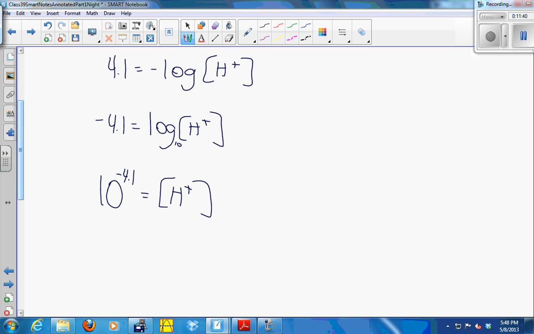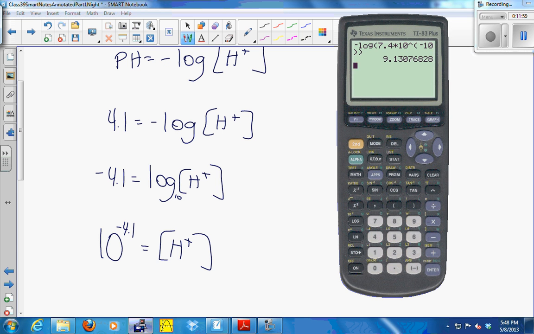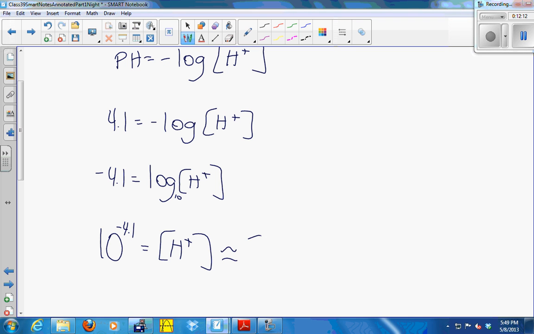Yeah, once you do a couple of these examples, yeah. Oh, yes. Yep, you could put the -1 on the hydrogen ion concentration, yeah. Yep. So let's see, 10 to the negative 4.1. We get 7.9 times 10 to the negative 5 moles per liter.